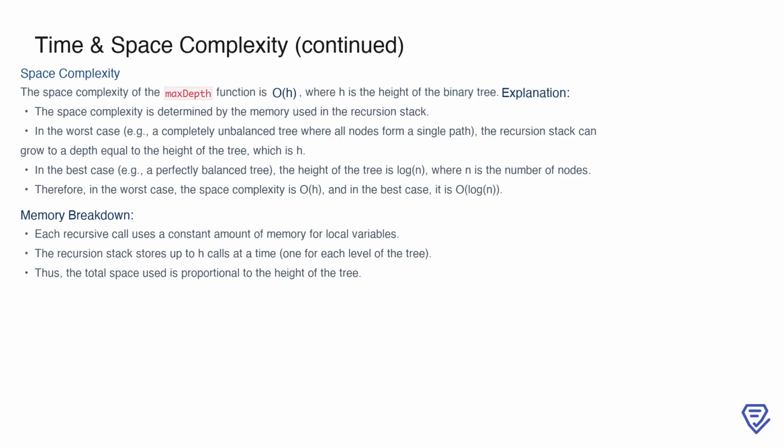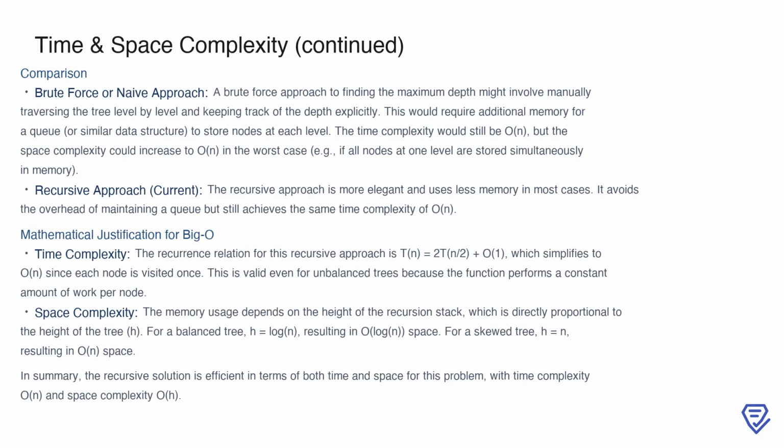When comparing approaches, a brute force or naive method might involve manually traversing the tree level by level, keeping track of the depth explicitly. While this approach also has a time complexity of O(n), it requires additional memory for a queue or similar data structure to store nodes at each level of the tree. This could lead to a space complexity of O(n) in the worst case, especially if all nodes at one level are stored simultaneously in memory.